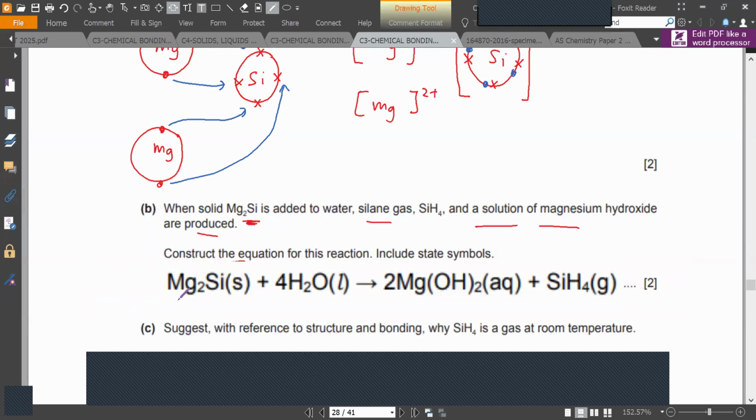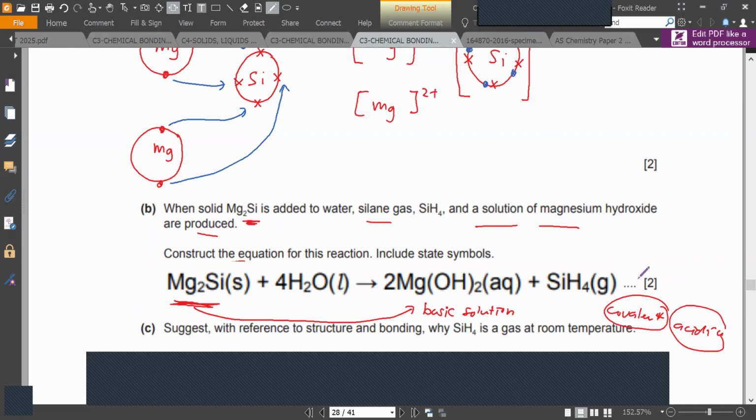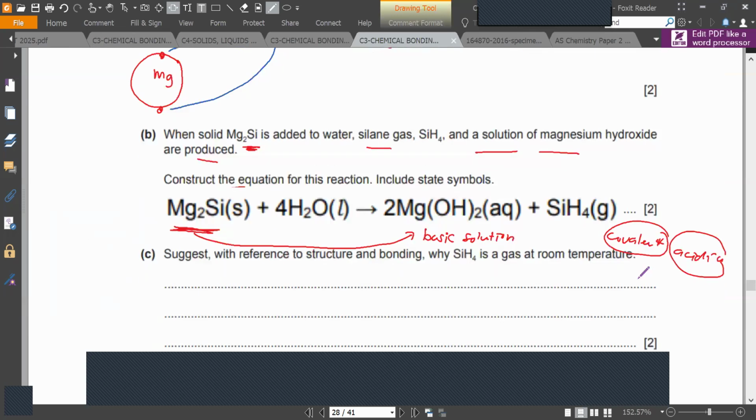So this one is just telling us that this is an ionic compound. This is a metal oxide. Metal compound, it reacts with water, it will form a basic solution. But if we have a covalent compound, it reacts with water, it will form acidic, as we mentioned just now. So this one we'll learn in a later topic.